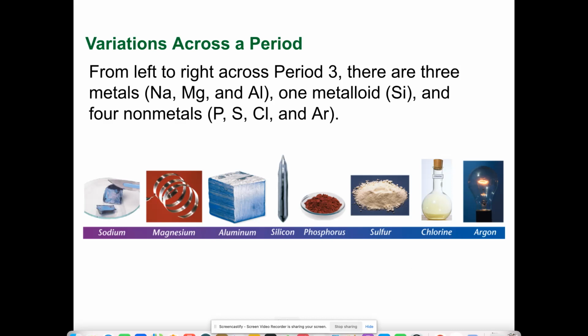Sodium is a metal. Magnesium is a metal, less metallic. Aluminum is a metal. Silicon is kind of a metalloid sort of thing. Phosphorus is a nonmetal. Sulfur is a nonmetal. Chlorine is a nonmetal. And argon is an inert gas. So you can see the transition. The first 3 are metals. This one right here is a metalloid. It's not really a metal, it's not a nonmetal, it's somewhere in between. And then the last 4 are nonmetals.